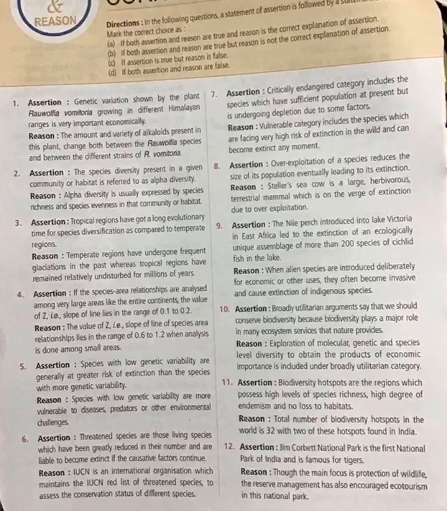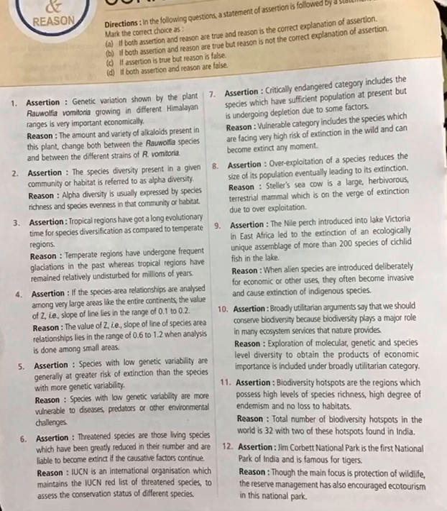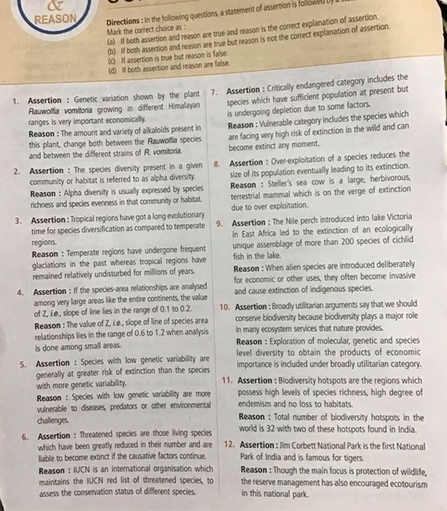Question number 1, assertion: Genetic variation shown by the plant Rauwolfia growing in different Himalayan ranges is very important economically. Reason: The amount of variety of alkaloids present in this plant changes both between the Rauwolfia species and between the different strains of Rauwolfia serpentina. Now, what is your choice? Out of the 4, A, B, C, D, what is it? I am giving you time, you can think of it.